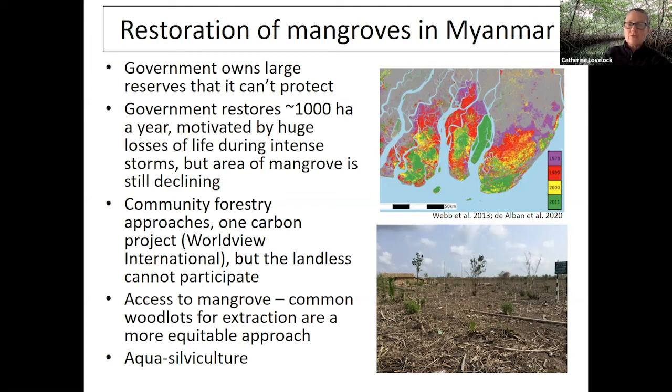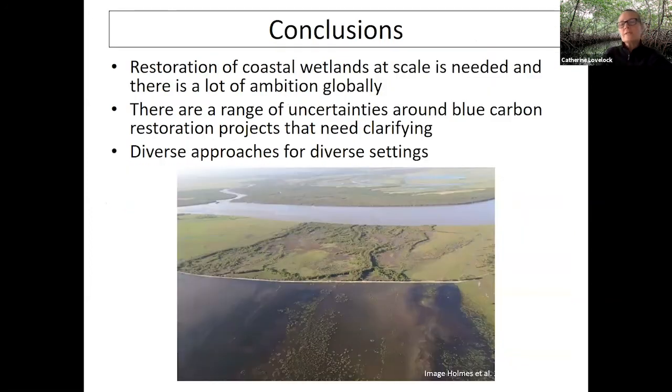So St. Fan's been doing a lot of thinking about how to make common woodlots, mangrove woodlots, to support extraction, and also how to do aquaculture and mangrove silviculture at the same time. In these situations, it's really about livelihoods, right, and maintaining livelihoods. So this is the second to last slide.